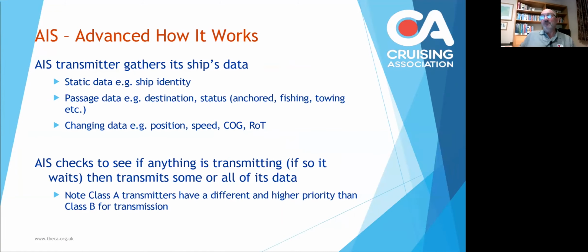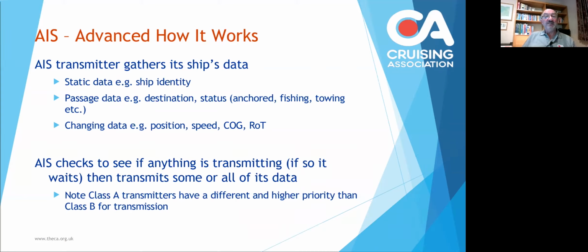So let's look at a bit more about how it all works. The AIS transmitter gathers its ship's data: the static data, like the ship's identity; the passage data, like where it's going to, and what its status is, whether it's anchored, fishing, whatever; and the changing data, like the position, the speed, course over ground, and rate of turn. It then checks to see if anything else is transmitting, and if so, it waits, and then it will transmit some or all of its data.